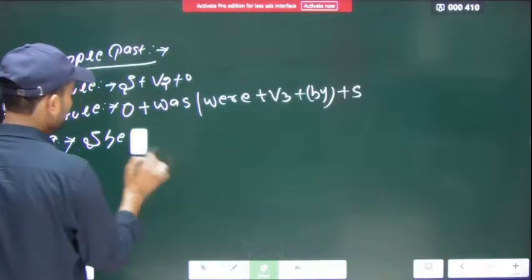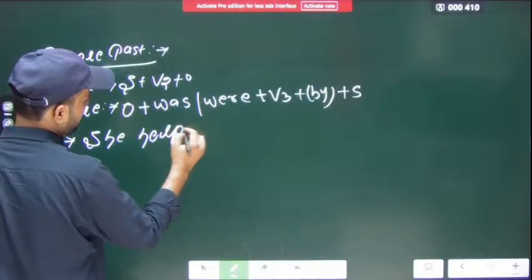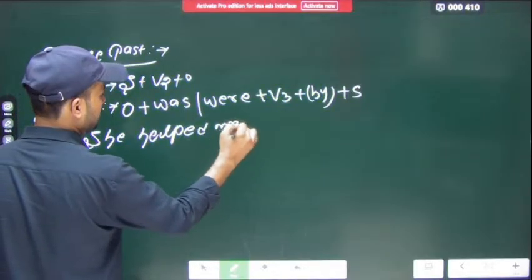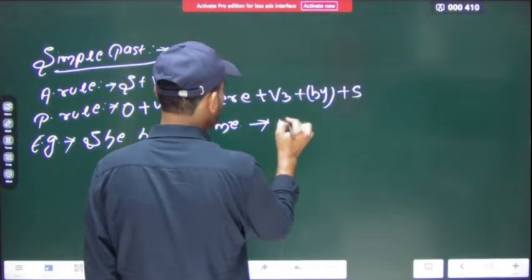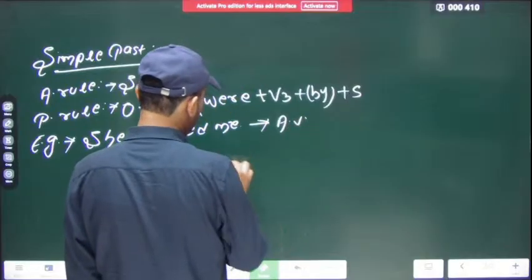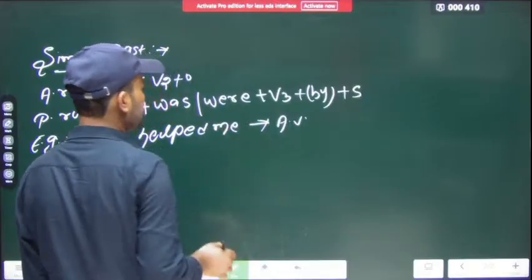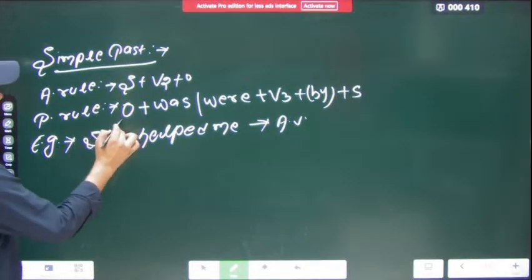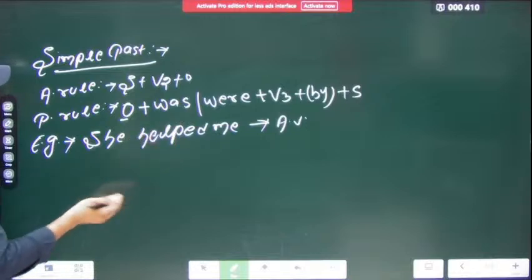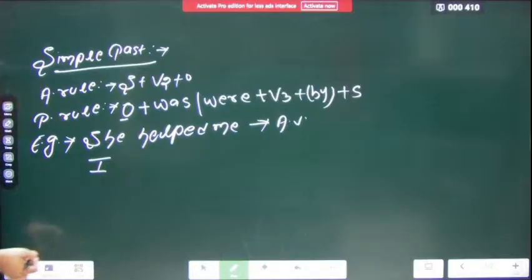She helped me. This is what? Active voice. Now if I make the passive of this sentence, then see what it will become. She helped me. Now in passive we will have to take object first. What is the object here? Me. Me is coming in the place of the subject, so it will be written here as I. Okay, with I we use the helping verb was. So was will be here.